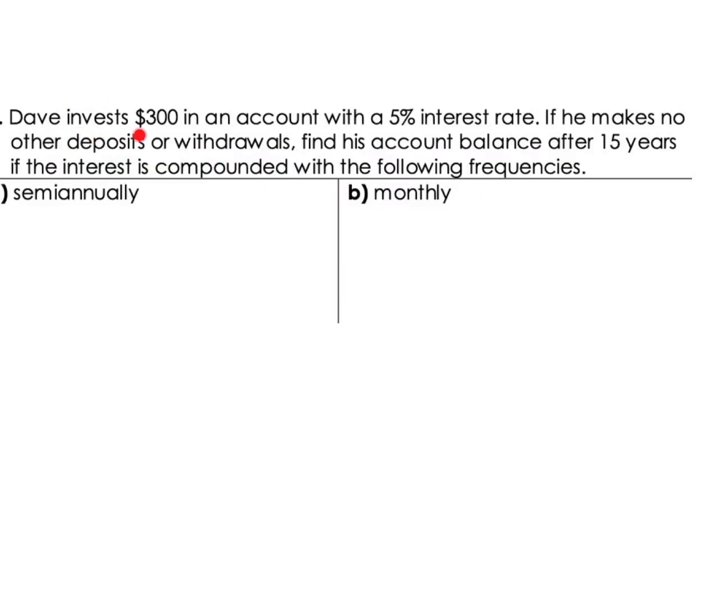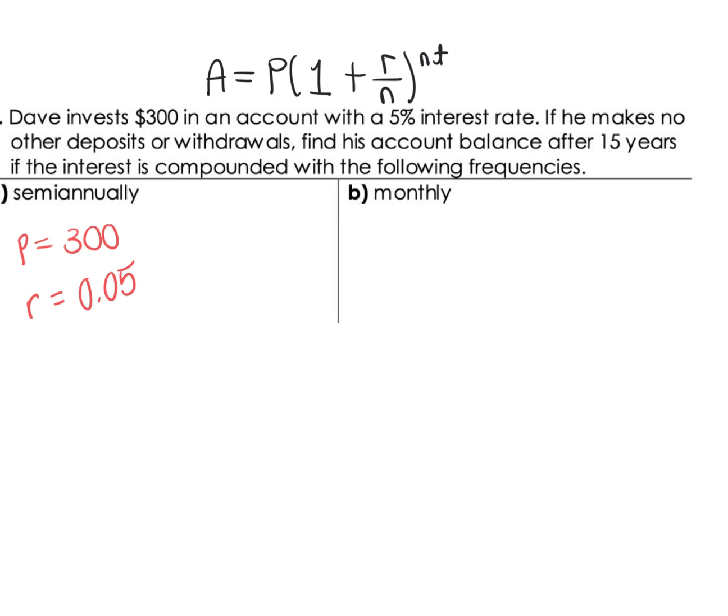So Dave invests $300 in an account with a 5% interest rate. If he makes no other deposits or withdrawals, find his account balance after 15 years if the interest is compounded with the following frequencies. So the total amount is the principal times (1 plus R over N) to the power NT. In this case, our principal is 300, that's the initial amount. Our rate is 0.05 because it's 5% as a decimal. And the number of years will be T, so that's going to be 15.